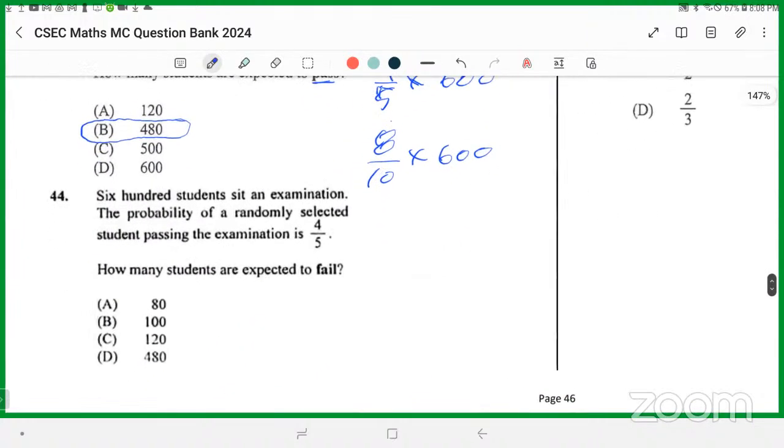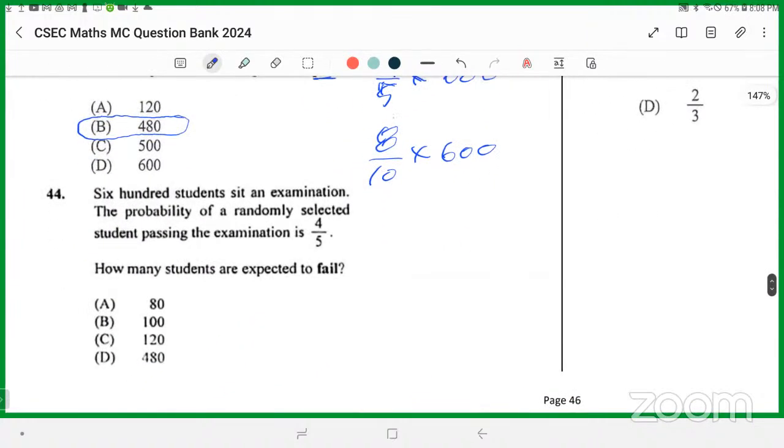Next one says, same question. 600, different exam, same question. 600 students sit an exam. Probability of selecting a student passing the exam is 4/5. Now they ask, how many students failed? 1/5 failed. 1/5 times the 600. That's 120. Same as 2/10 times 600.